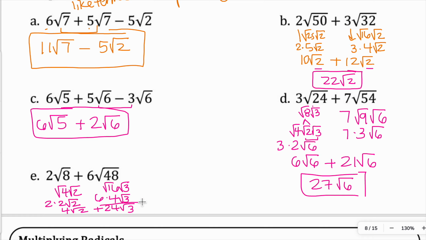And that would be my simplified equation because I couldn't find a better way, or those are my 2 simplified radicals and they don't have like terms, so I really couldn't take it any further.